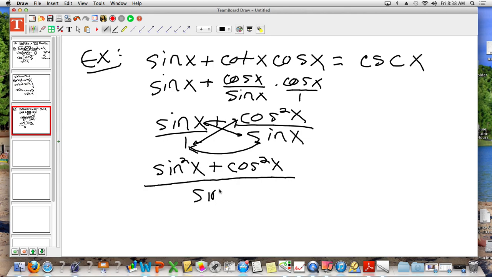So you're going to end up with the sine of x on the bottom. You should notice this right away. Sine squared plus cosine squared, what is it? 1. So really what you have is 1 over the sine of x. You're done. What is 1 over the sine of x? It's cosecant.